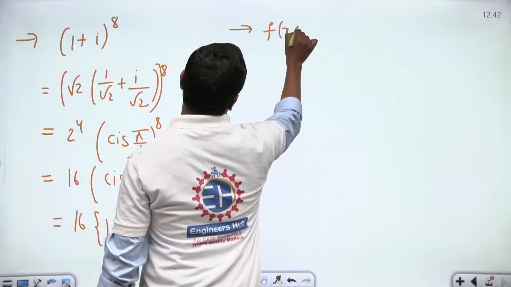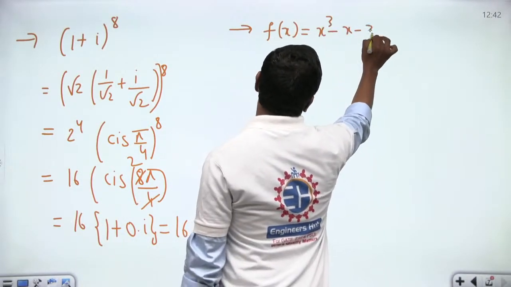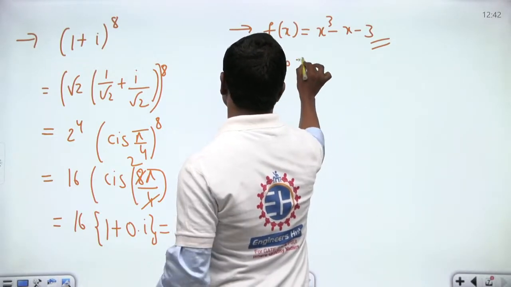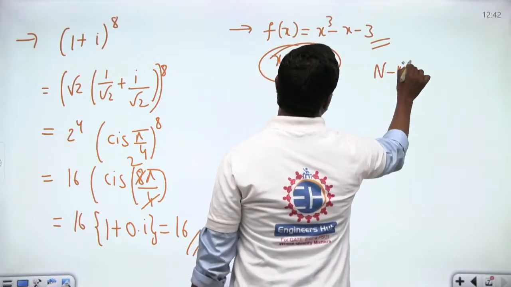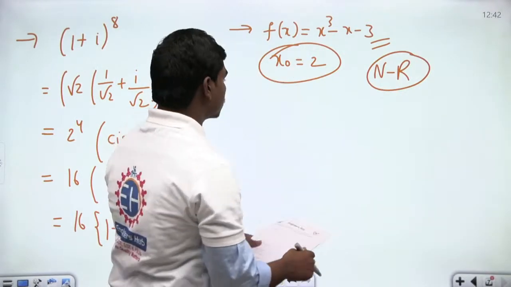So f of x is equal to x cube minus x minus 3 equals 0, okay, this is the equation. Basically, we need to find the solution of this equation, and the initial approximation is given as x naught is equal to 2. And they have also mentioned the scheme, Newton-Raphson iteration. So iteration is what they are mentioning, and of course they are asking you for x2, the second iteration value.